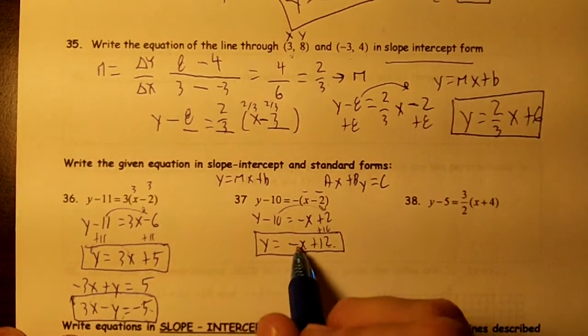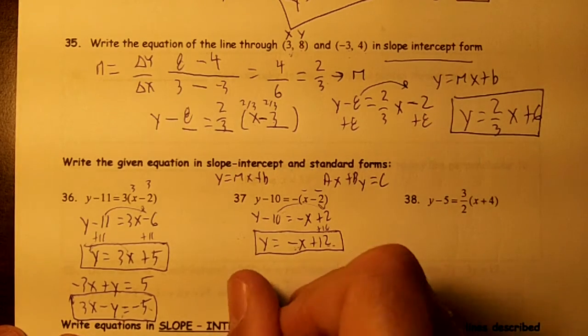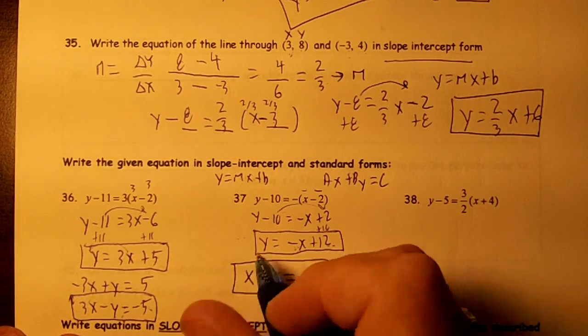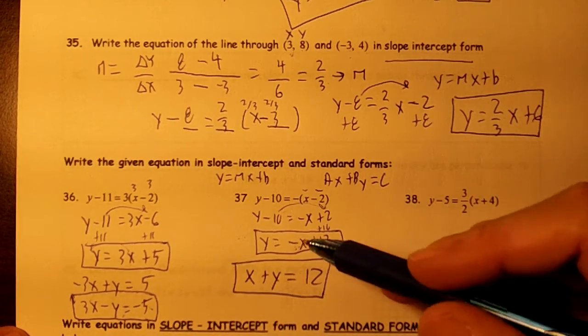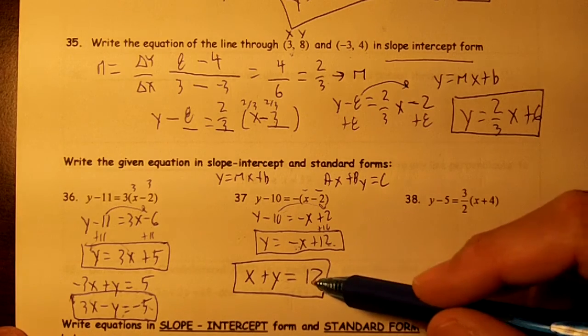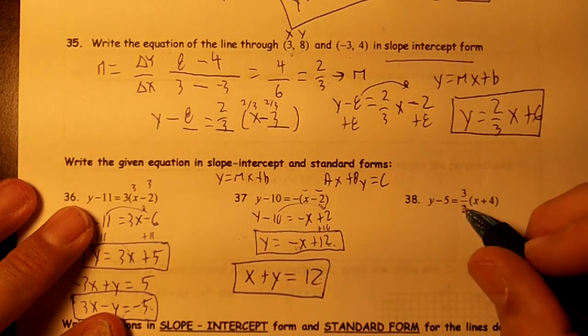To make it look like this, I'm going to move the x across. If you move the x across, it changes from a negative to a positive. This is, bam, standard. We don't have to do any math. So we just move the x over here, and now we've got standard. The x and y-intercepts would be 12, wouldn't they? And finally, this right here is our slope-intercept.